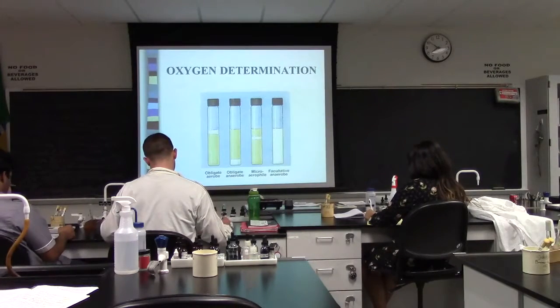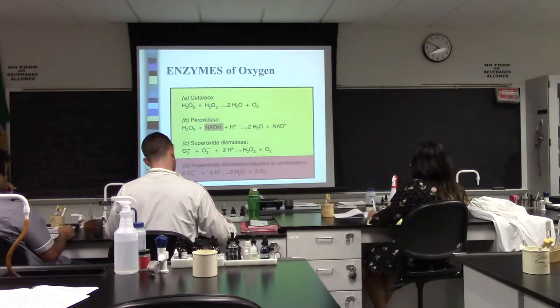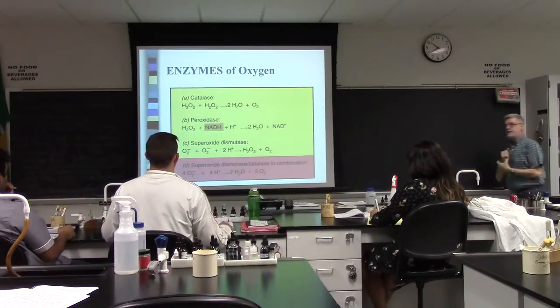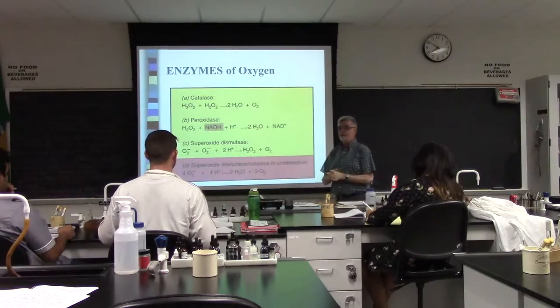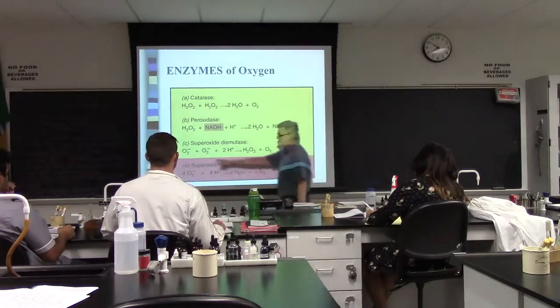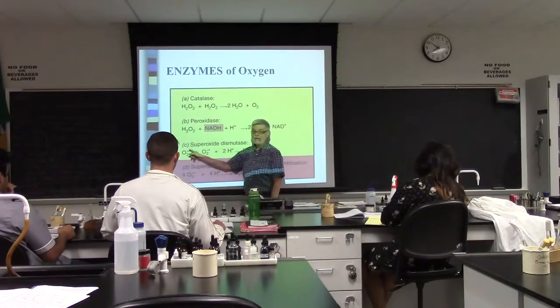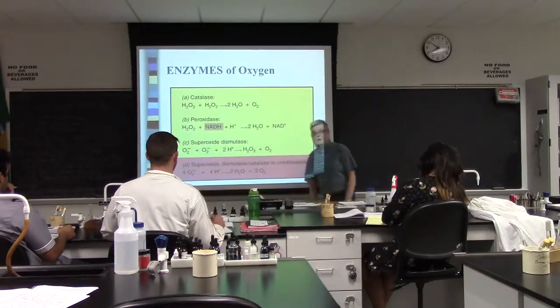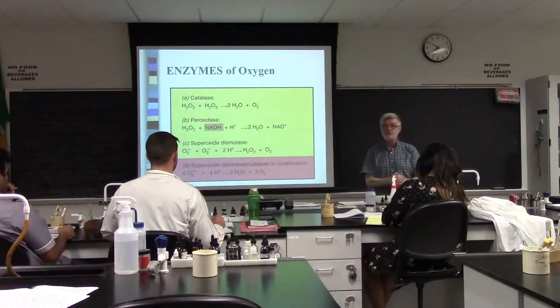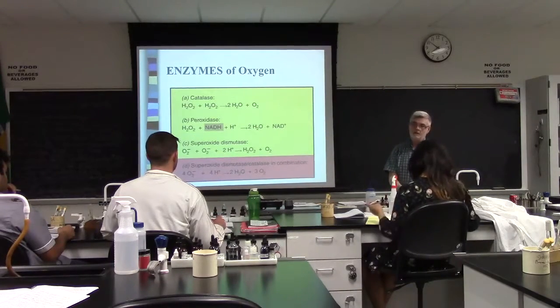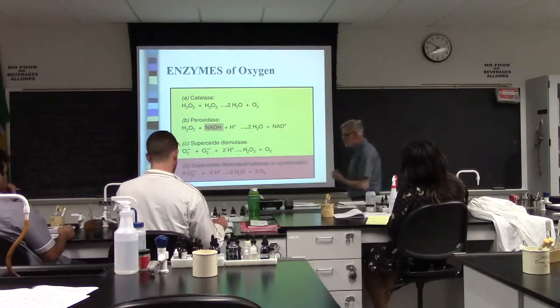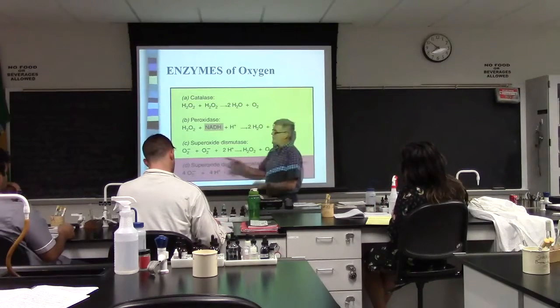Oxygen determination, I don't think we need to go over thioglycolate broth again. Two things you do need to know is that any time metabolism is done in an oxygen environment, there is the production of free radicals. Free radicals destroy DNA, so if a living organism is going to do metabolism in the presence of oxygen, it's got to have a way to detoxify free radicals. And it takes two enzymes to detoxify free radicals.